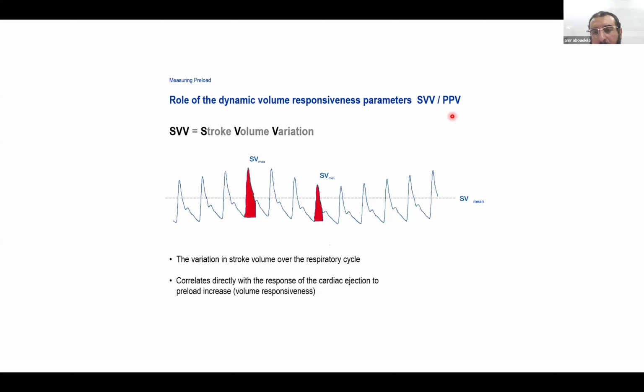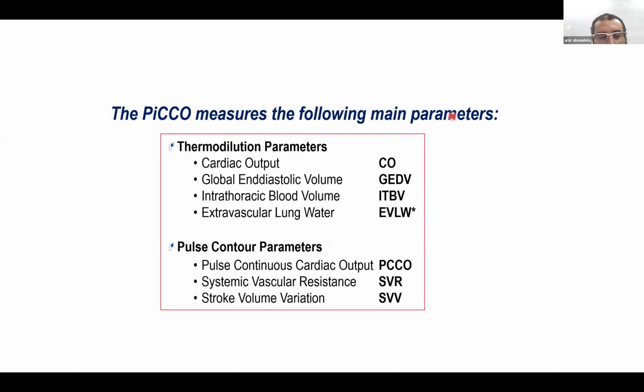It's not applicable if the patient is not in full sedation and good tidal volume, more than 8 ml per kg. This is some of the summary of the important measures that we can take from the PICO. For the thermodilution parameter, we can measure the cardiac output on the same principle we are doing on the Swan-Ganz, checking the cardiac output.